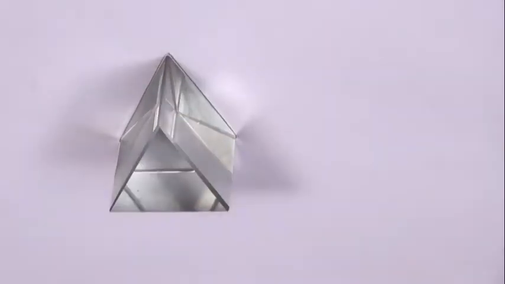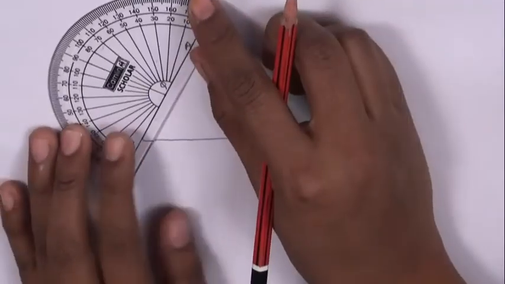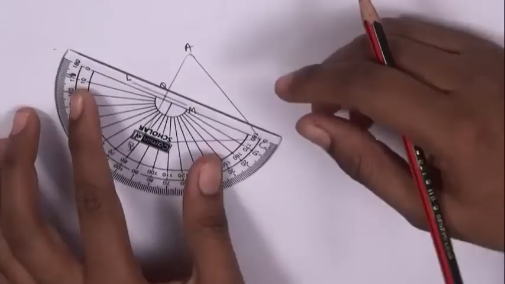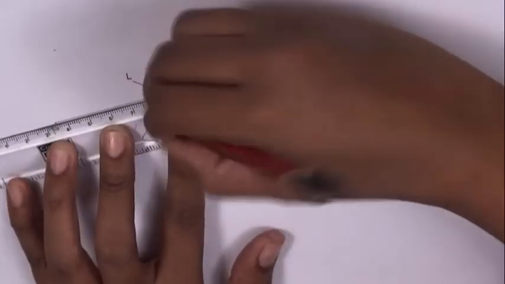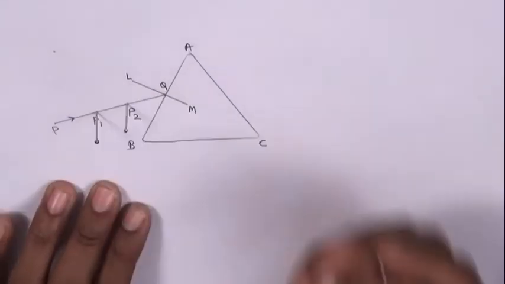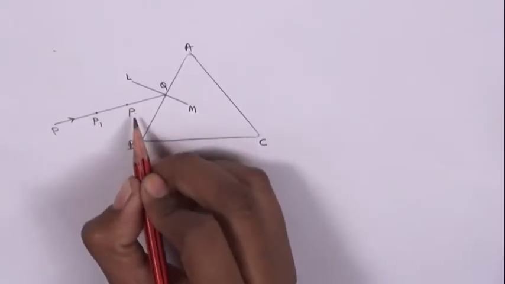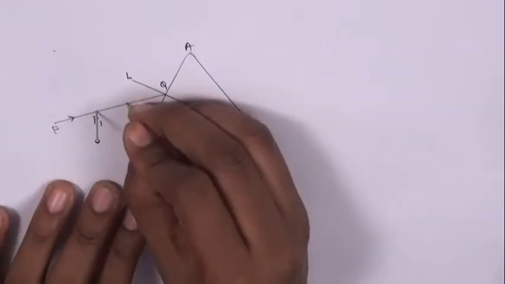First we have to trace the outline of that glass prism, then consider an incident light ray to one side of this glass prism. In order to consider that incident light ray, first we select one lateral side and draw a normal line at that particular side. Then consider a particular oblique angle of incidence and draw an incident light ray. In order to represent that incident light ray, we have to place 2 pins.